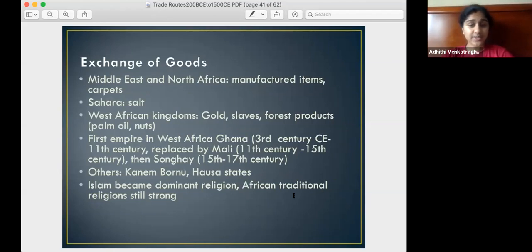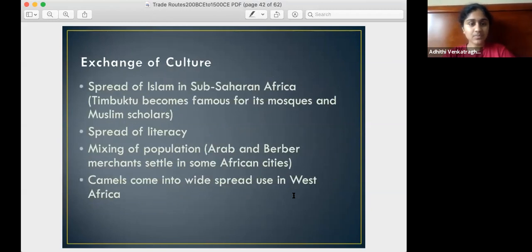The first empire in West Africa was Ghana, in the 3rd century CE. The others included Mali and then Songhai, as well as Kanem-Bornu and the Hausa states. Islam became a dominant religion while the African traditional religions were still strong. The exchange of culture also included the spread of Islam in sub-Saharan Africa, spread of literacy, mixing of populations, and camels coming into widespread use in West Africa.